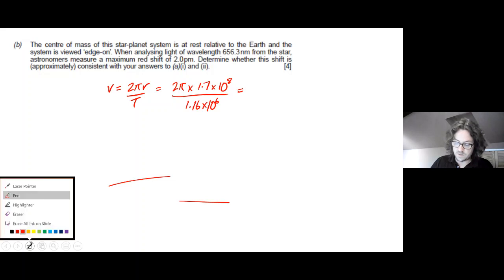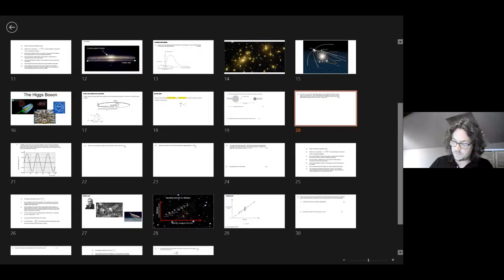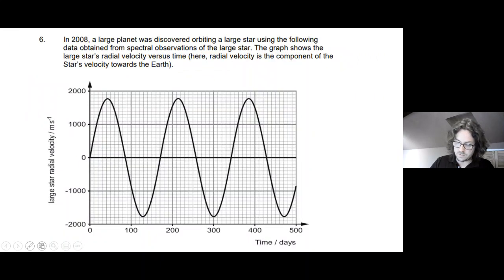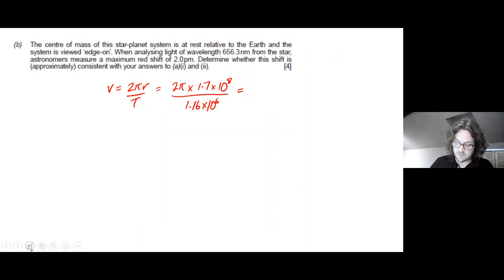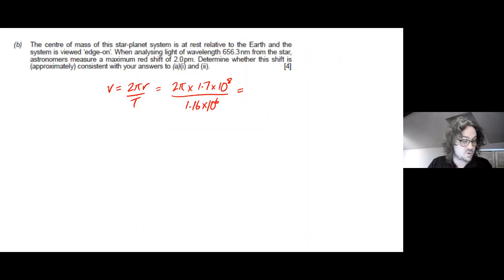All right. Sorry. Let me go back there. Oops. All right. Oh God. Gremlins are in today. And that comes to 910 meters per second.